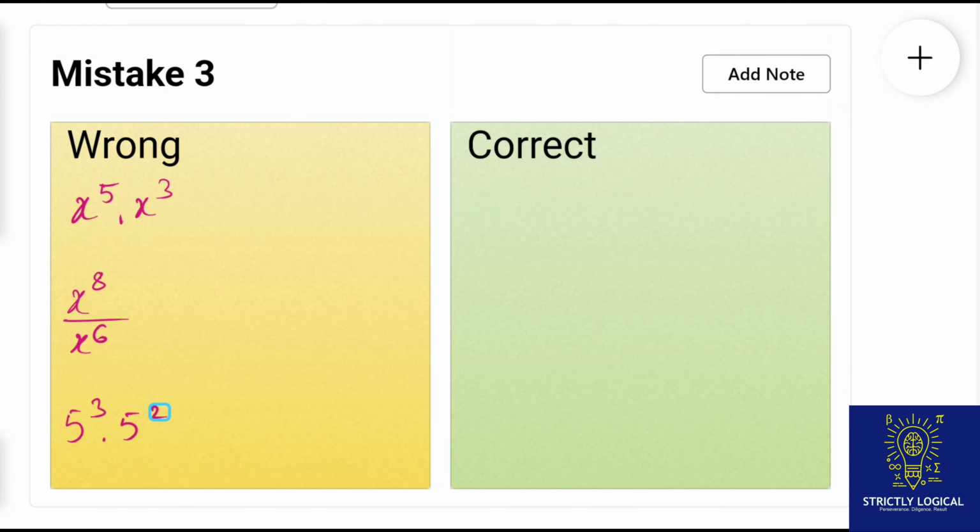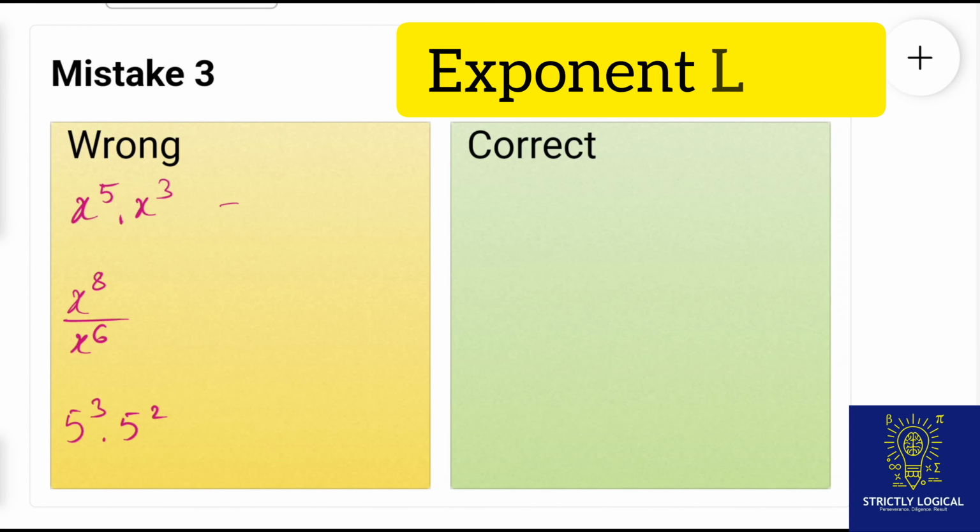Next, mistake number 3 is about the exponent laws. These questions look very simple. Here we have x to the power 5 into x cube. Because we have multiplication in between, that means the powers will get multiplied. So 5 into 3, that's 15, x to the power 15, which is wrong.